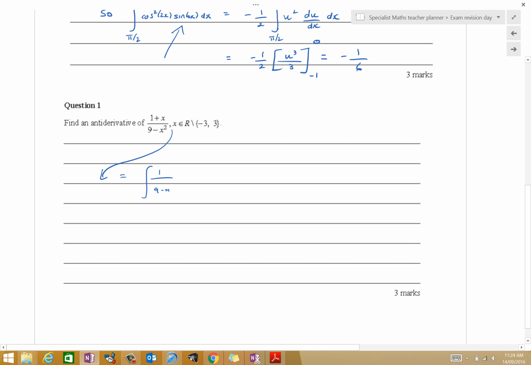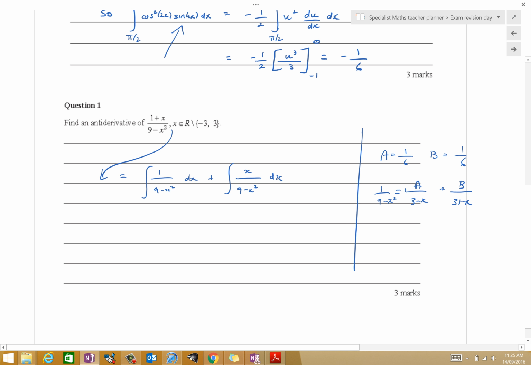But that is equal to 1 over 9 minus x squared dx, plus x over 9 minus x squared dx. Now, you do partial fractions on the side. I'm not going to do the algebra of that right now in the interest of saving time. But what I've got is a equals 1/6 and b equals 1/6. And that is for the algebraic fraction, so we've got a over 3 minus x plus b over 3 plus x. Okay, so that's what I've got.